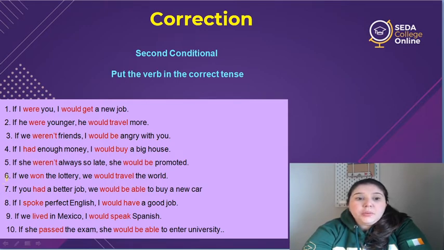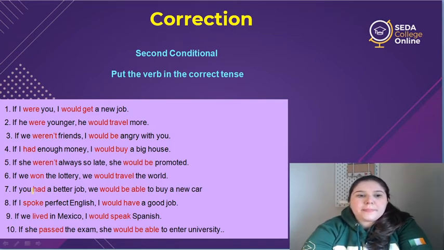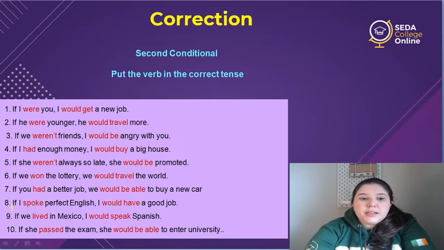6, if we won the lottery, we would travel the world. 7, if you had a better job, we would be able to buy a new car. 8, if I spoke perfect English, I would have a good job. 9, if we lived in Mexico, I would speak Spanish. And 10, if she passed the exam, she would be able to enter university.